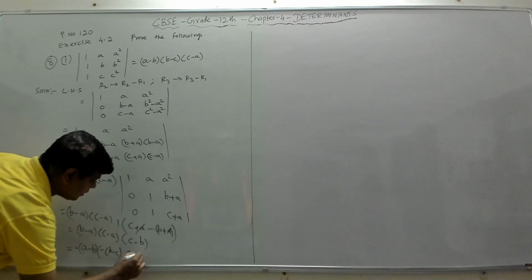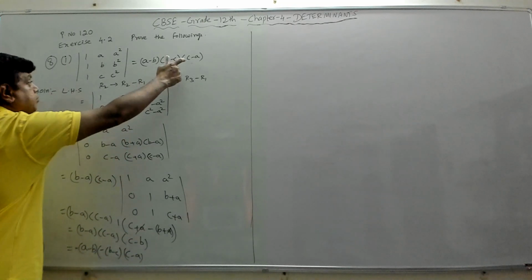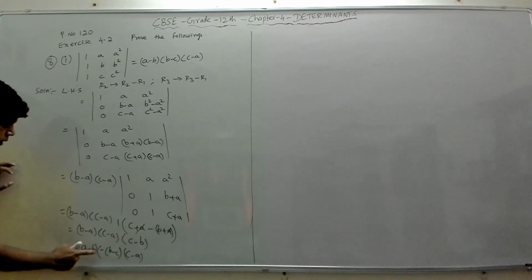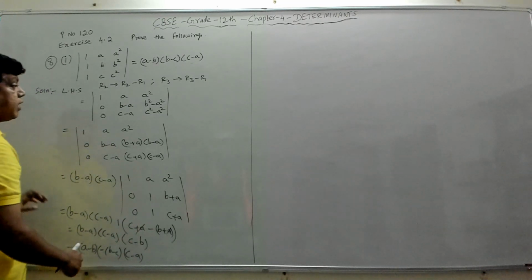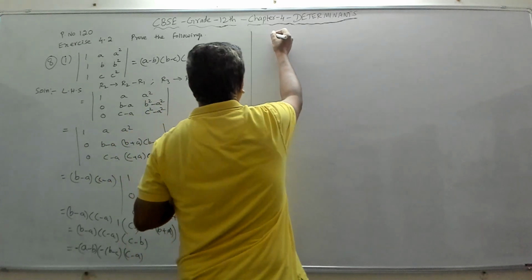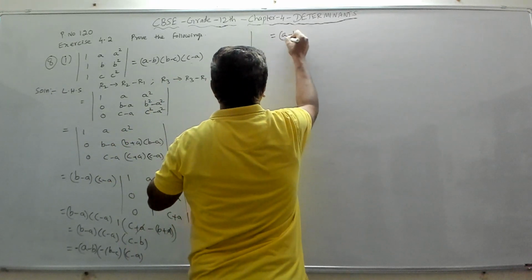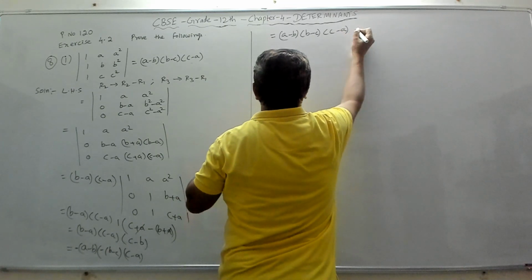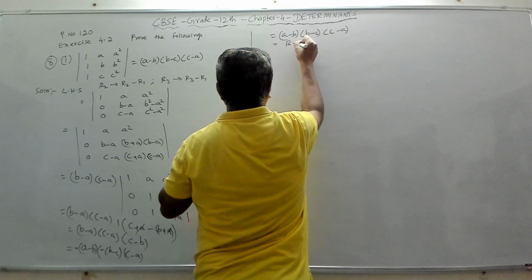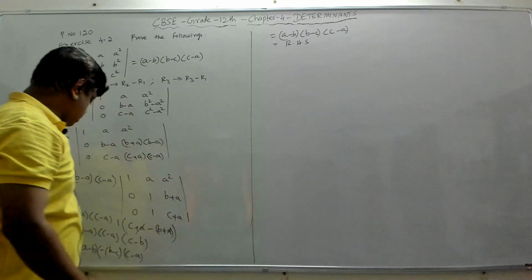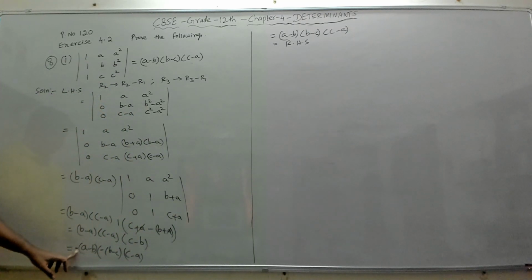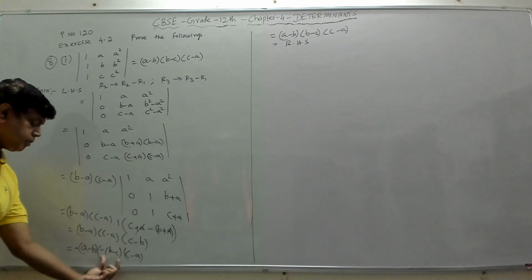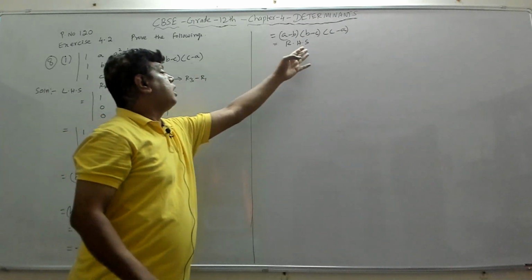Then this C minus A is already there, no change. Now again this is minus, this is minus. Minus into minus will become plus. So finally we will get A minus B into B minus C into C minus A, which is equal to our RHS, which is what we have to prove.